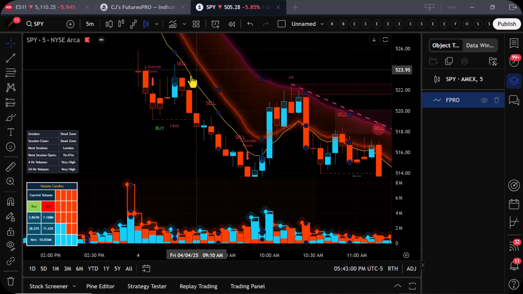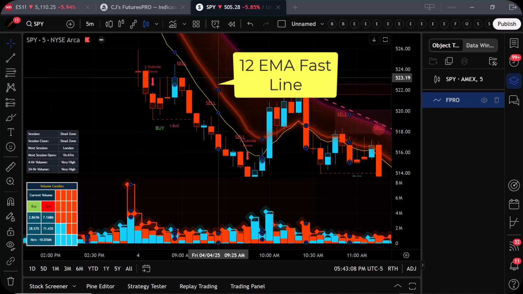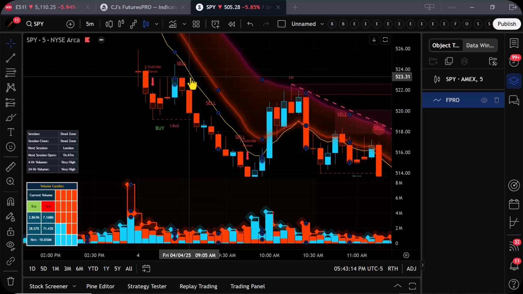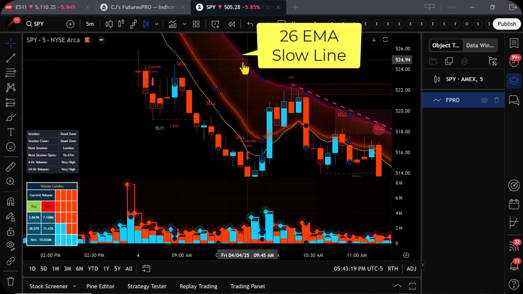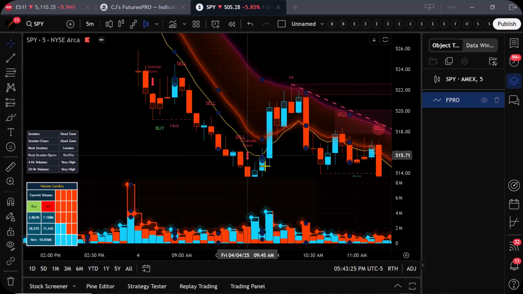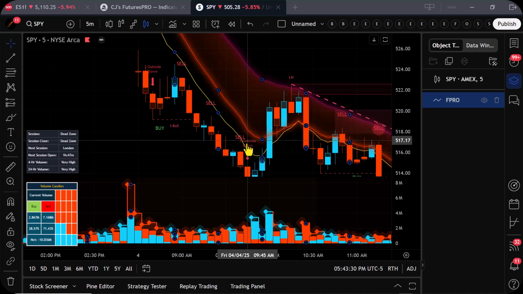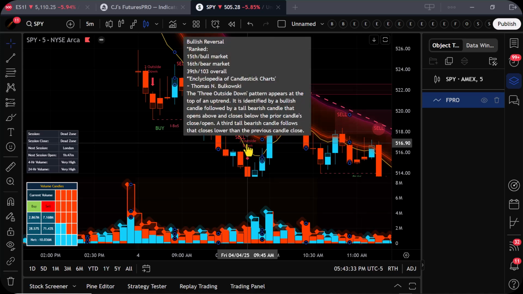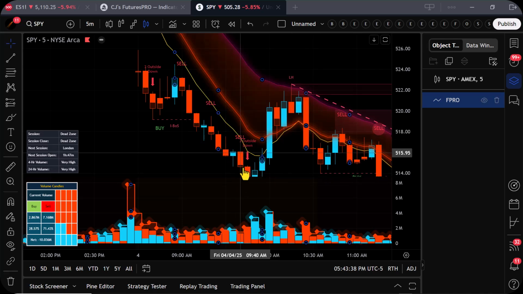The lines here are EMAs. They're the trigger line for the CJ's FuturesPRO. Here's a fast line, and here is a slow line. The current definitions, which are optional, you can change them, is 8 EMA. Here is the 12 EMA, and then it would be a 26 EMA. Again, these are selectable, and you can change them in settings. And again, we have a non-confirmed sell signal down here, and also another candle pattern. If you hover over it, you will get a definition of it and its ranking. And it is 3 outside down, and obviously you can see that it has gone down.